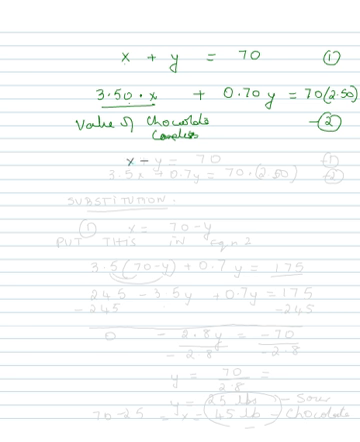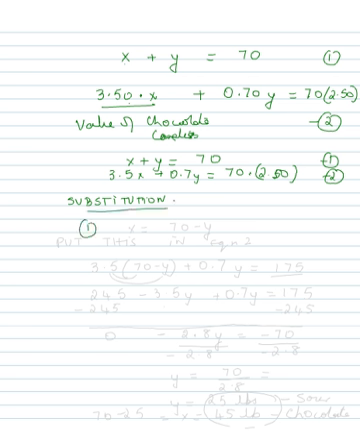So now we have two equations. Let me just write them. x plus y equals 70, and 3.5x plus 0.7y equals 70 times 2.50. Now that we have two equations, we can solve them just like we solved a system of equations. We can do elimination or substitution. Let's try the substitution method. You are free to choose any method. It's absolutely fine. You'll get the same answer.